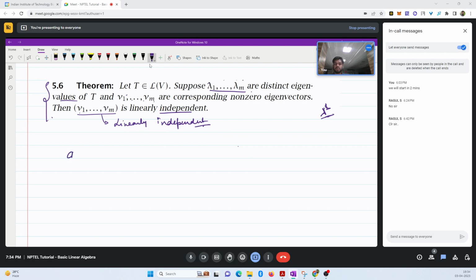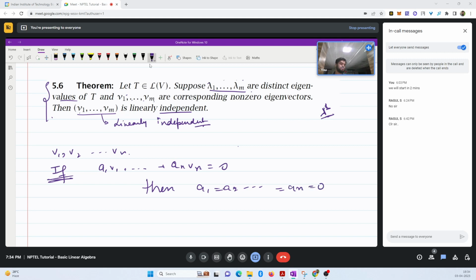Okay, let's say how do we prove some set of vectors v1, v2, ..., vn as linearly independent? What we say is that if a1 v1 plus a2 v2 plus ... plus an vn is 0, then all my a1 equal to a2 equal to an must be 0. This is what we want to prove. If you have to prove anything of the form "if this, then that", how do you prove that?